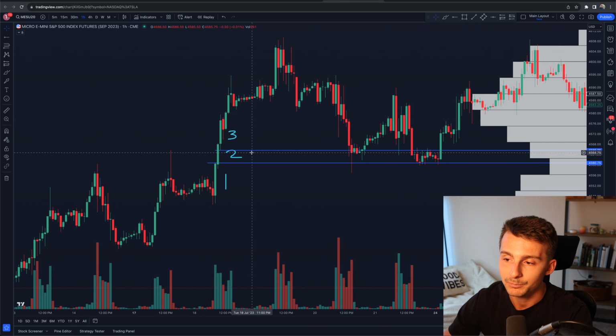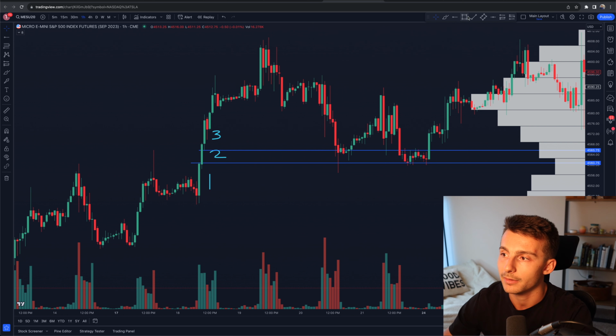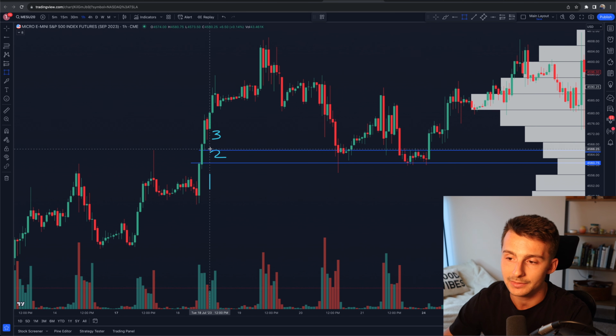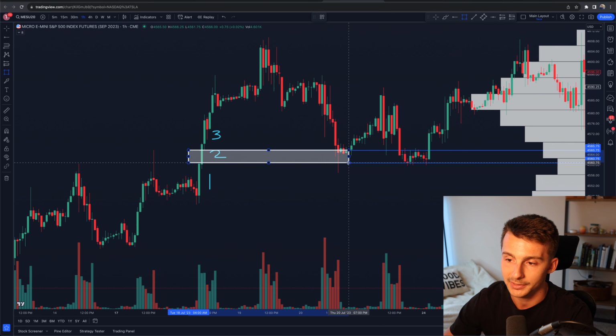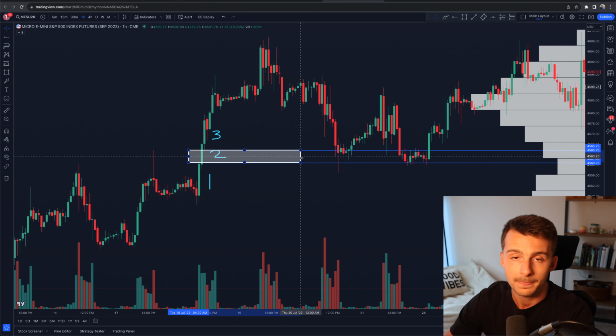But this blue line, this box we've now created, is our fair value gap. So I'm going to use my box tool here on TradingView. I'm going to create this box. Now I'm going to move this fair value gap over as far as I want.